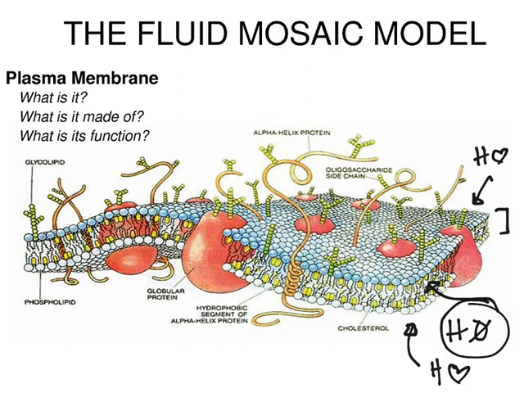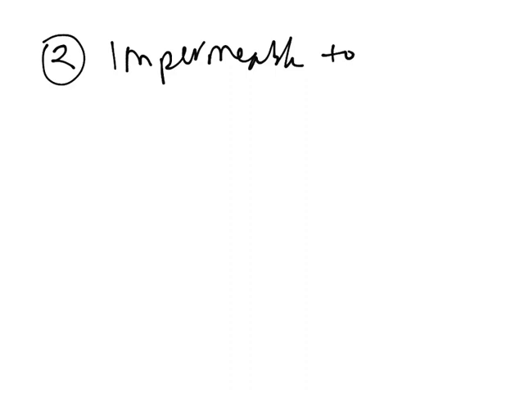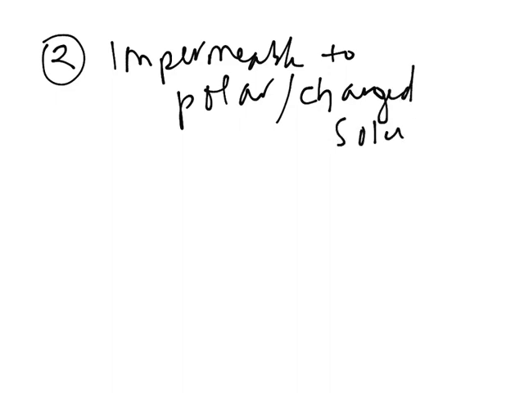Okay, so that's the first part. We have a bilayer structure. The second part of the organization of this fluid mosaic model is that this membrane is impermeable to polar or charged solutes. So molecules that are polar or charged cannot pass through that membrane. And we can see that by looking at the energetic changes that would take place for that.